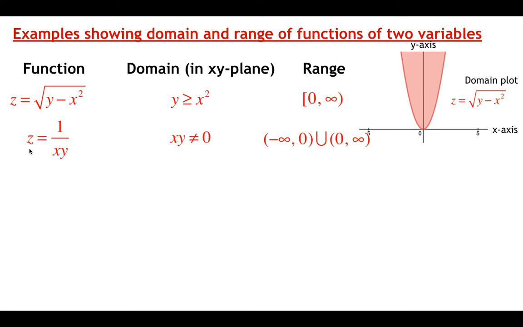The second function that I chose is z is equal to 1 by xy. So the domain of this function will be all points except where the xy product is zero. Okay, so the domain is all points in the xy plane except the x-axis and the y-axis. And the corresponding range is all z values except zero. So correspondingly this will be the range: minus infinity to 0, and its union with 0 to plus infinity.